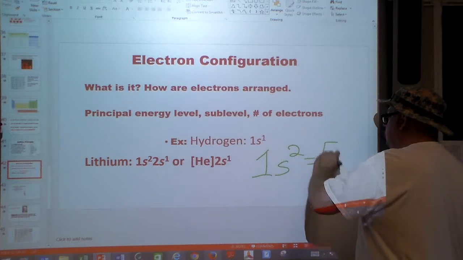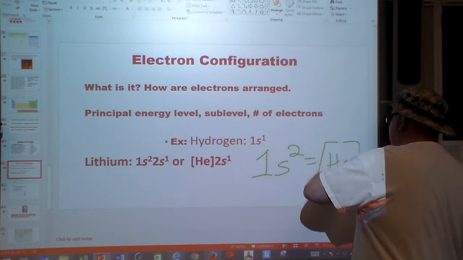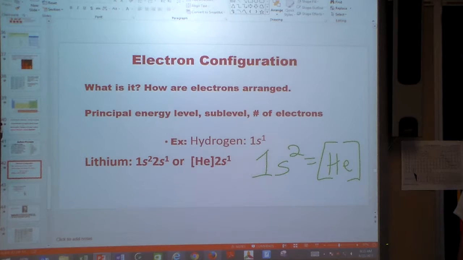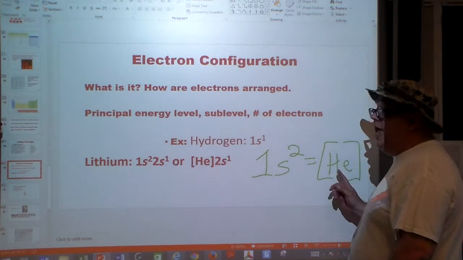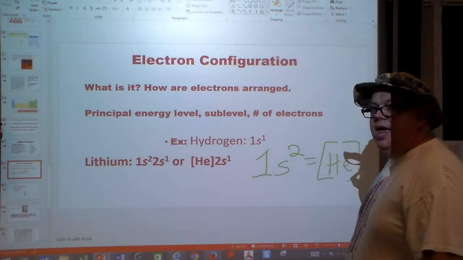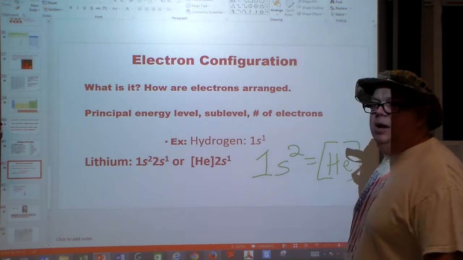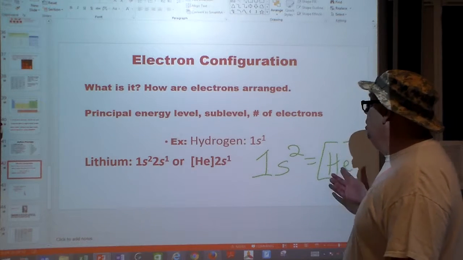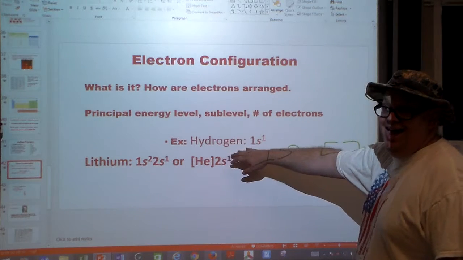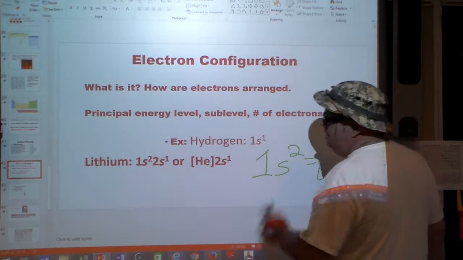But it is also true that we can write it like this. Okay? So we're saying this is a noble gas. What's up with the noble gases? They don't react that easily. You don't hear about helium balloons blowing up. Hydrogen? Yes! But helium, no.